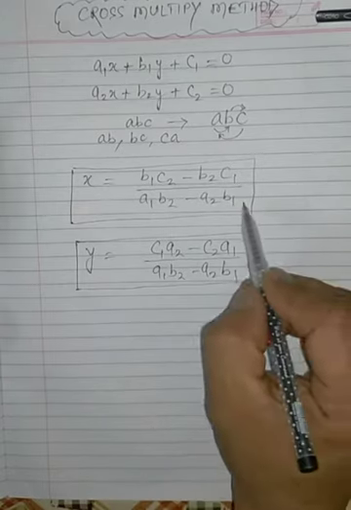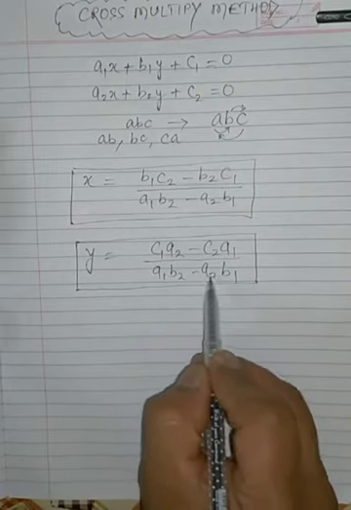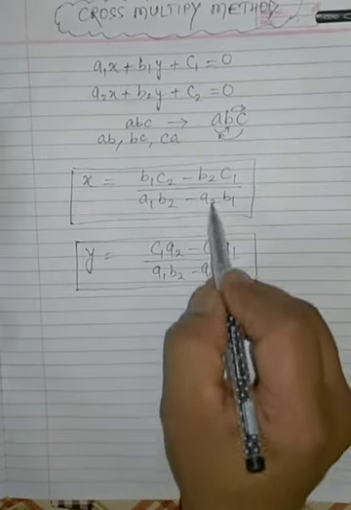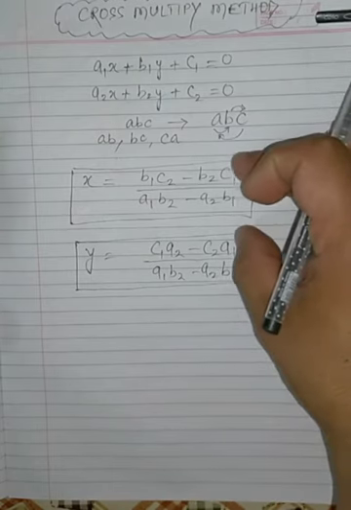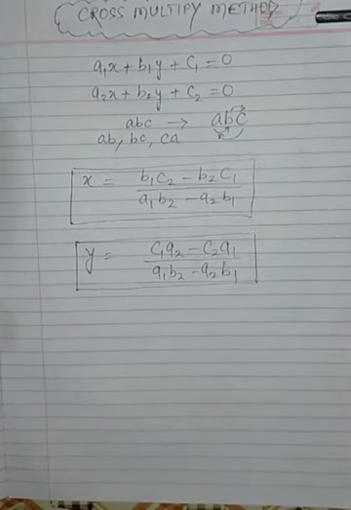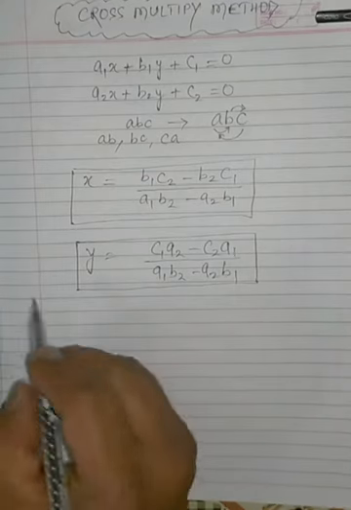So you can see here the denominator a1b2 minus a2b1 is the same in both the formulas. The denominator is the same, only the numerator is changing. So this is the formula we are going to use for the cross multiply method. Now let us take an example to solve a question with the help of the cross multiply method. So I have an example here.